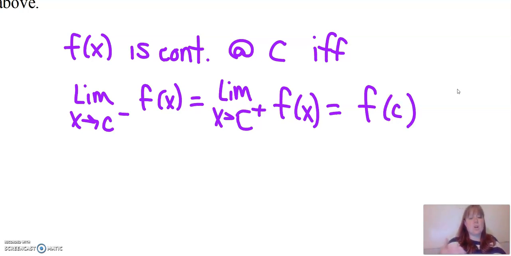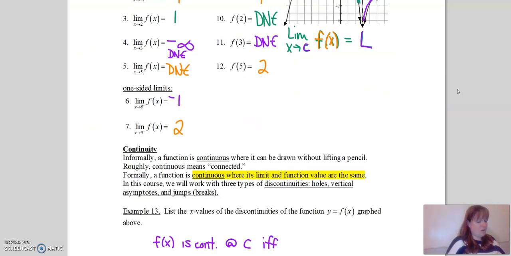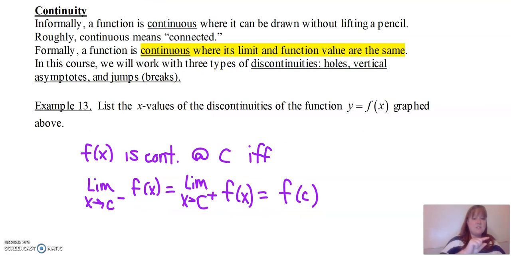So in other words, this is like that graph that we looked at before. Up here, we look at this graph. The function is continuous here because the limit from the left is 1, the limit from the right is 1, and the function value is 1. Therefore, this is continuous right here. It is not continuous right here because the limit from the left is 4, the limit from the right is 4, but the function value itself is 1. So the definition of continuity is the limit from the left, the limit from the right, and the function value all have to be equal. Therefore, if they are, then it's continuous.